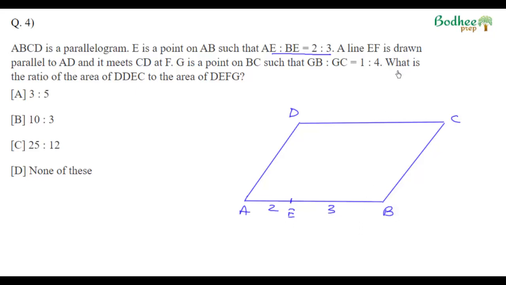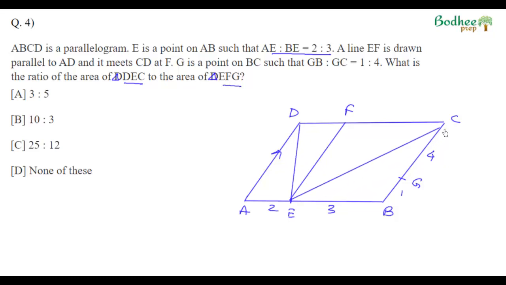Now line EF is drawn parallel to AD. So EF is drawn parallel to AD, right? And G is a point on BC such that GB is to GC is 1 is to 4. Now we need to find the area of triangle DEC to the area of triangle EFG. Now we have to join DEC, right? So let us do that.